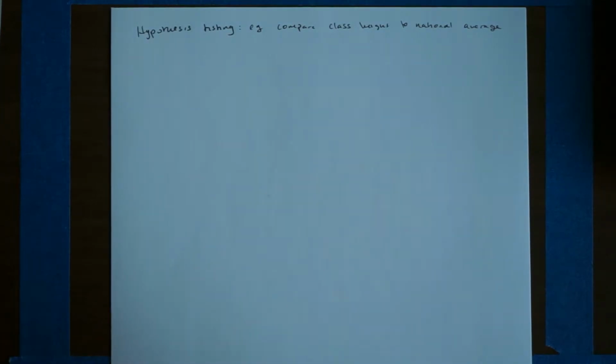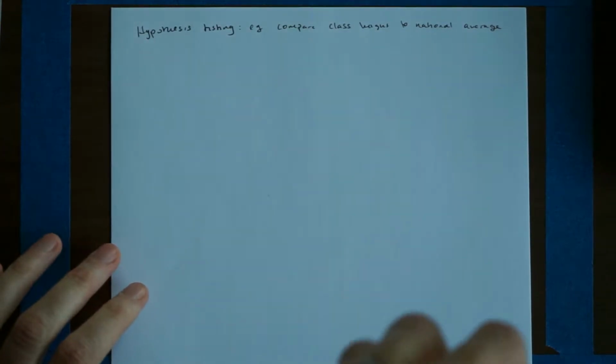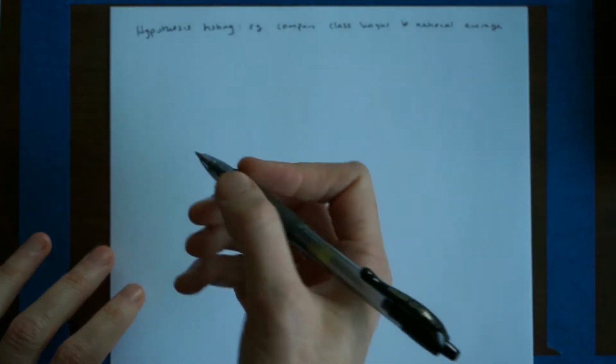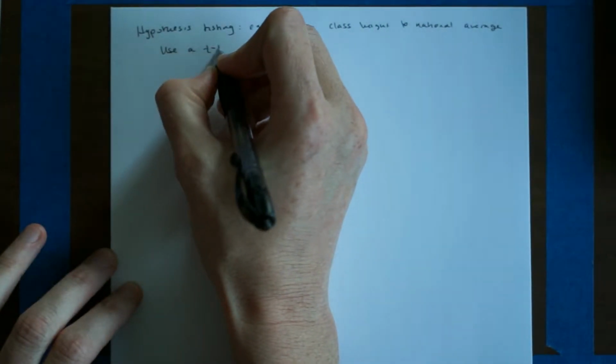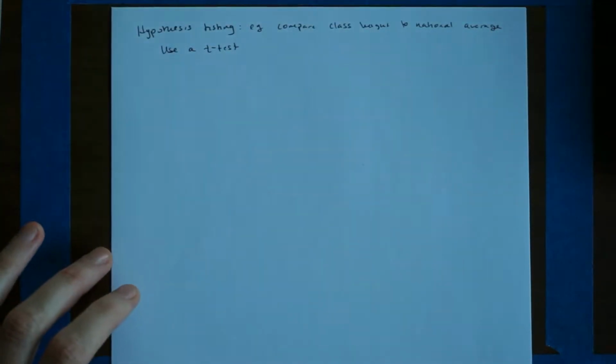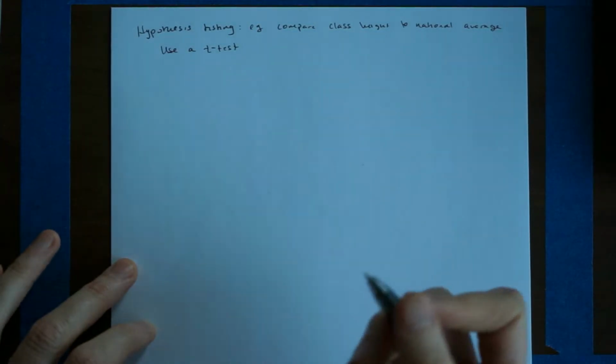So the way that we would do this in chemistry, or in science in general, in biology very often, is you would use a t-test. So the first step in using a t-test is to develop two hypotheses. It's always two.